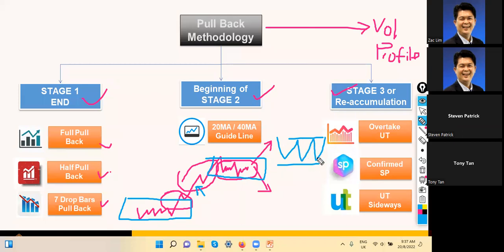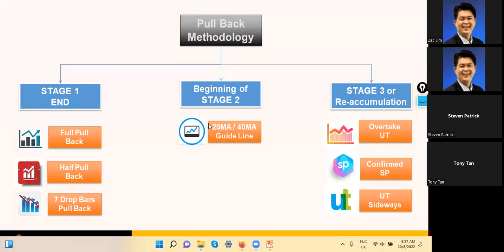Okay, so volume profile will give us more understanding of whether this stage is an accumulation, or a pullback. Sorry, a reaccumulation or a distribution. Okay, so roughly these are the three major settings of how we are in a pullback.